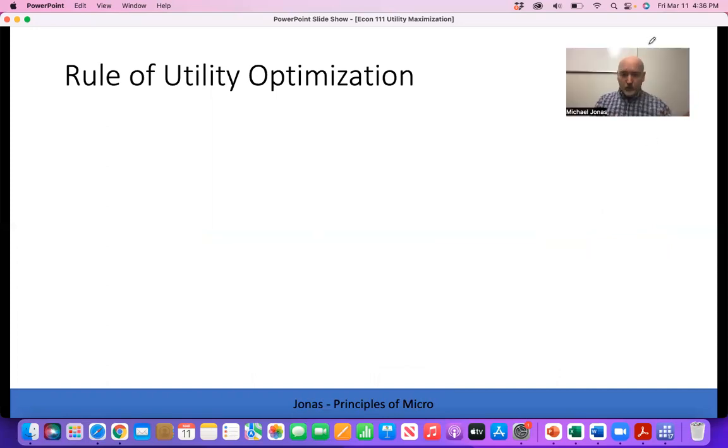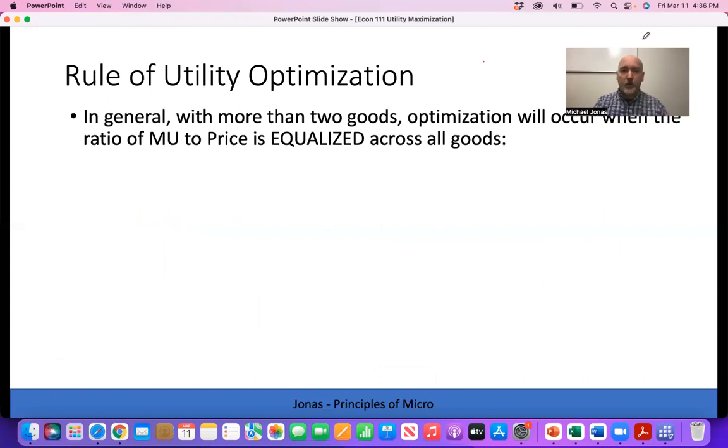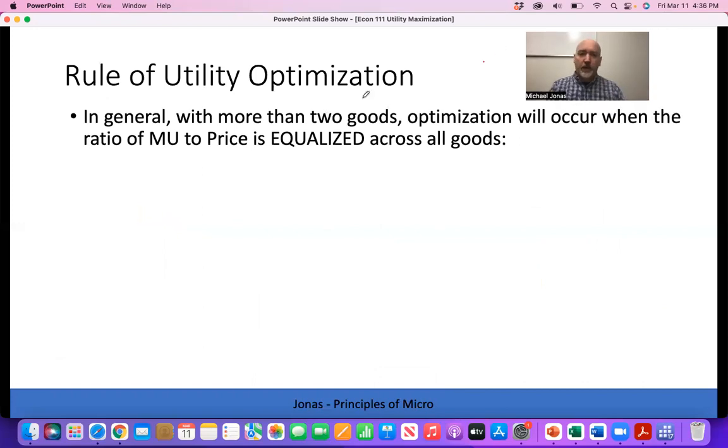That's how the rule plays out in the simplest possible case. You're either buying X or Y, and we want to find the combination of those 2 products that gives us our utility maximizing point. What would this look like, however, in a case of more than 2 goods, in the more realistic scenario?